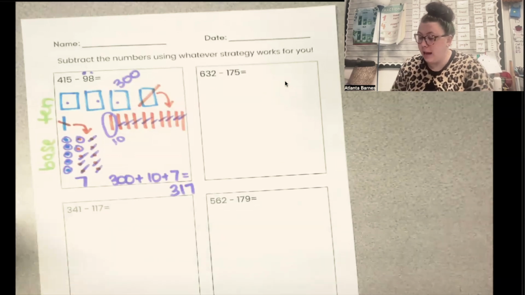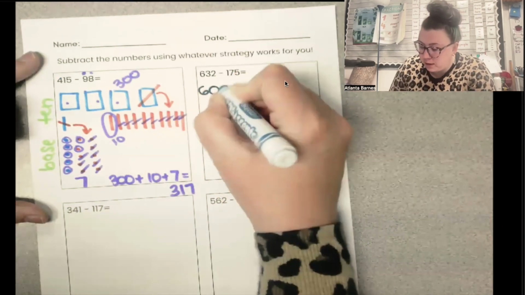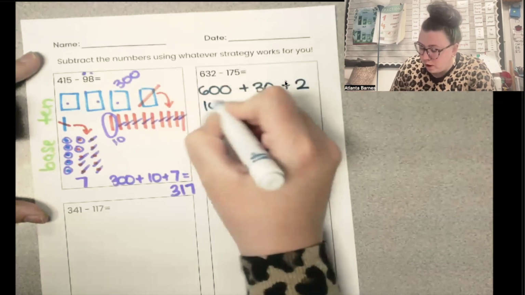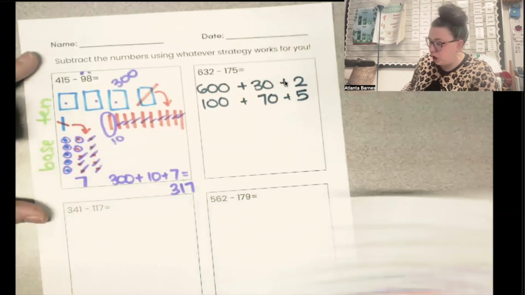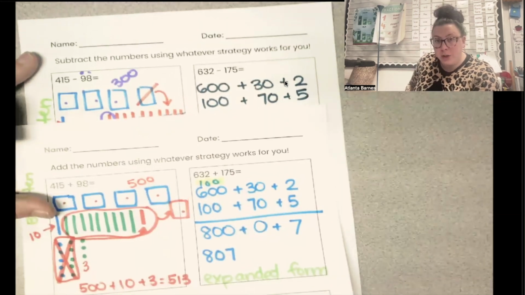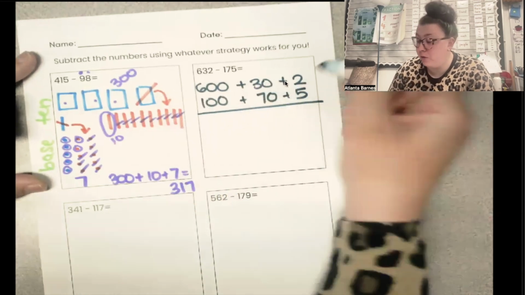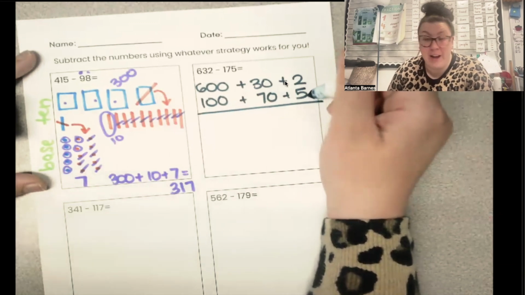So let's now look at expanded form. I'm going to draw it out just the same. 600 plus 30 plus 2, minus 100 plus 70 plus 5. It looks just like how we did it with addition. However, we're not adding it up. So I'm not going to put a 7 here because I have 2 and I'm supposed to be taking away 5. I sure don't have enough.